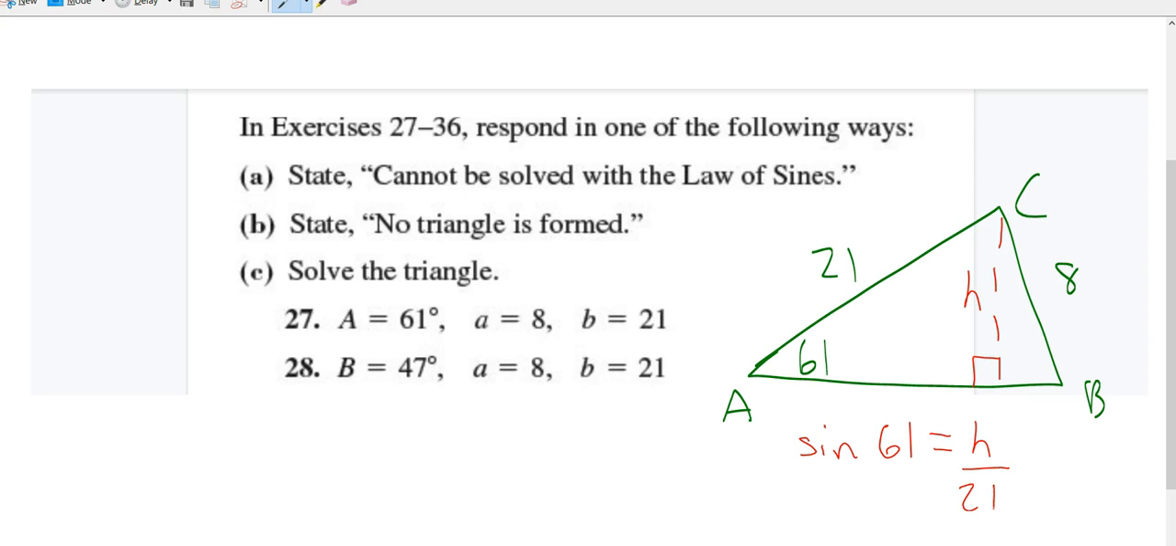Okay, so 21 sine 61. What's 21 sine 61? Trying to find the height here, folks. 21 sine 61. 18.4. Is that a problem? That side 8 is never going to make it if the height is 18.4. So there ain't no triangle there.